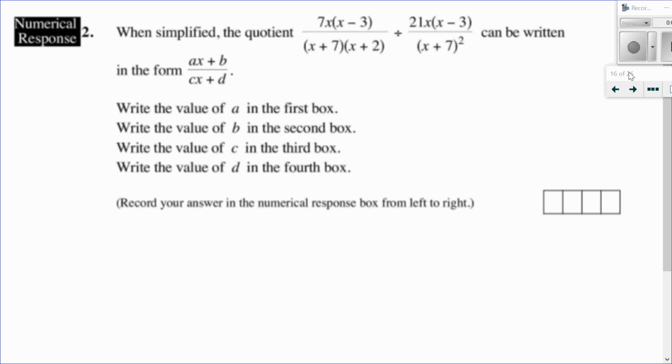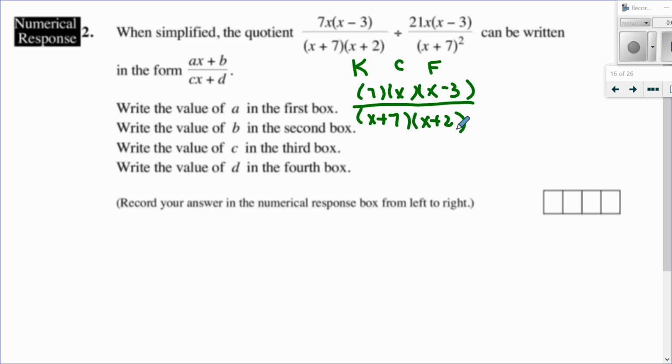Okay, numeric response question 2. We want to simplify this quotient. So using keep, Chewbacca, fly, I am going to keep, change, and flip. So keep my first fraction the same. So that is 7 times x minus 3 all over x plus 7 times x plus 2. Change the division to multiplication and flip the second fraction.